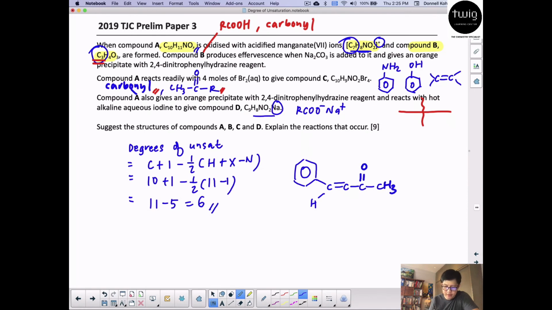So it does now fit into the formula that it has 4 degrees of saturation, 5 and 6. Alright, so that's why you can see that 6 degrees of saturation. Now I'm going to put in the rest.